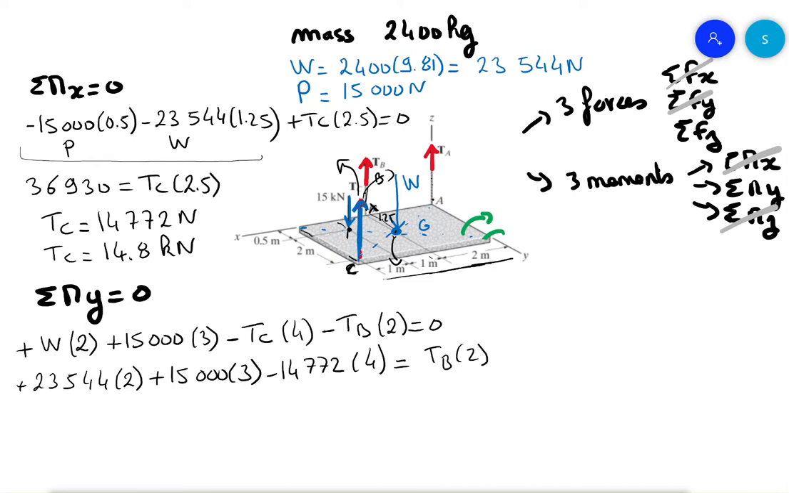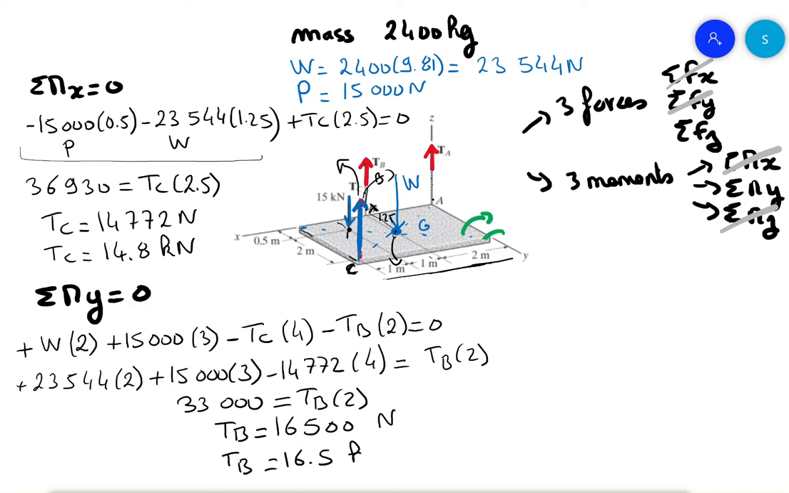And this is equal to TB times 2. So everything on the left, let's reuse my numbers in my calculator. This one times 2 plus 15,000 times 3 minus the 14,772 times 4. This one on the left is 33,000. And this is equal to TB times 2. So we have TB that is equal to 33,000 divided by 2. That is 16,500 Newton. That gives us 16.5 kilonewton. Second answer. And now we used the moment about Y.